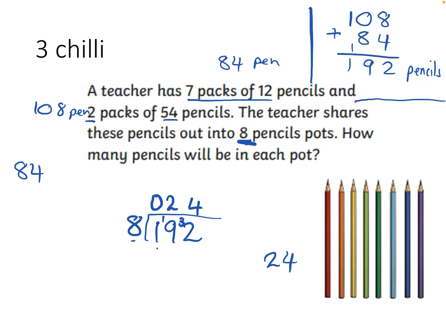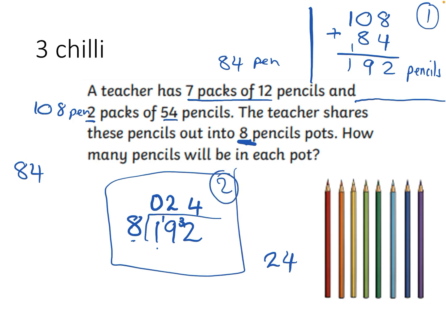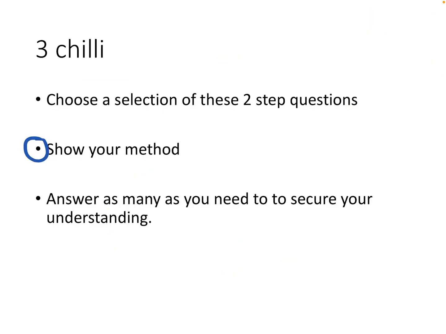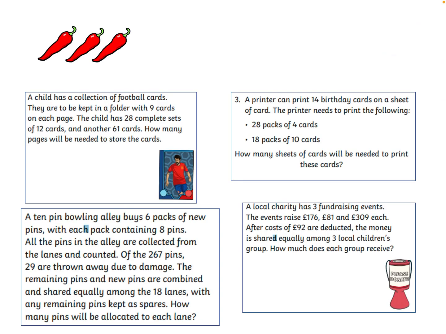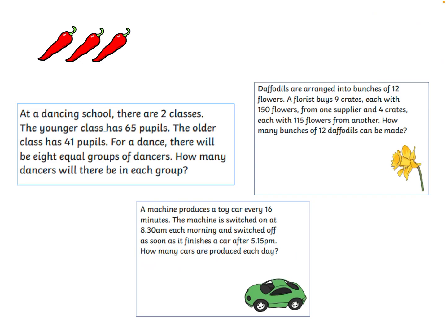But really, this is needed, because this is 1 step. And this, so that's number 1. I should really see 2 steps. And this is number 2. Answer as many as you need to secure your understanding. So you can answer them all if you really enjoy it. Or you can answer, I would say, a minimum of 3 of them. If you find them really difficult, please feel free to jump back to 2 chili. So here are some of your challenges, I'll provide them as a PDF though. Here they are.